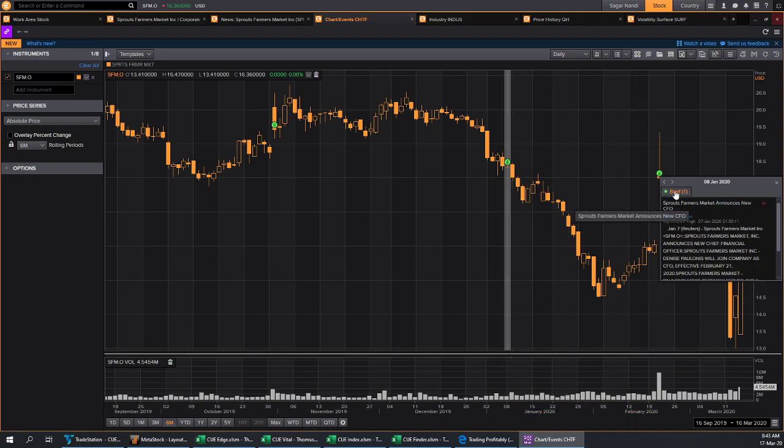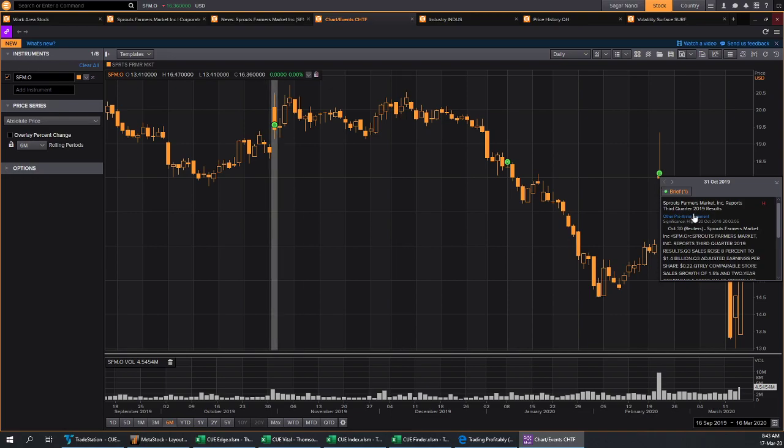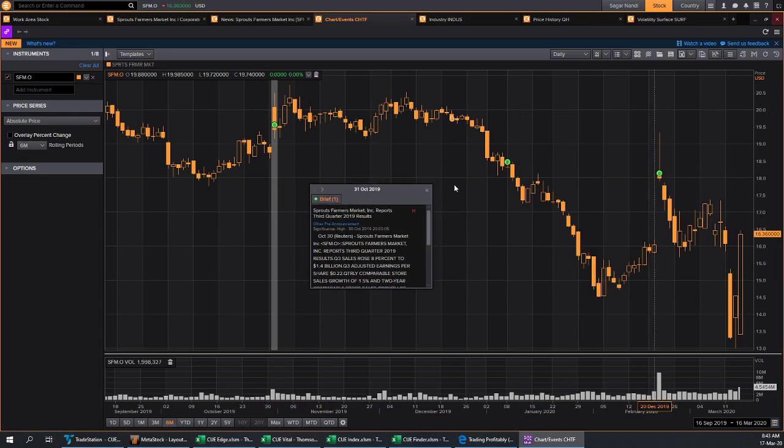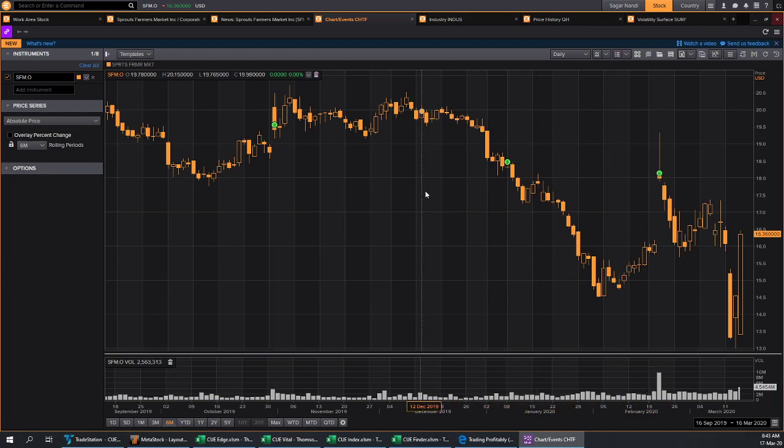So the cursor moved here when I pressed the left key, and it says announces new CFO. Then if I go to the previous one, Sprouts Farmers Market reports third quarter. So some of them are earnings results, some of them are not earnings results, but significant information. If you go through some of them, you will have an idea why these up moves and down moves are happening. That I find useful to know about the stock if you want to know. Some traders, swing traders, don't like to know about the stock, but if you want to know, this is very reliable information.